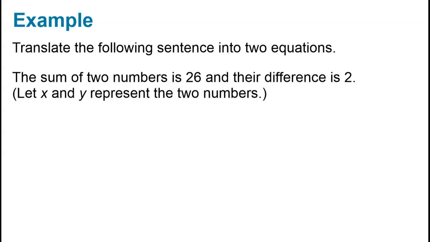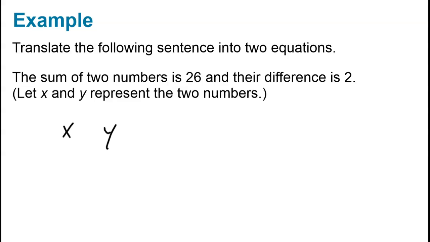So when we look at this, it says the sum of two numbers is 26, and their difference is 2. Let x and y represent the two numbers. So again, remember, read it, reread it, read it again until you really get an understanding, then start applying what you know. Well, we know that there's going to be two numbers, and it says x and y, so it's going to be x and y.